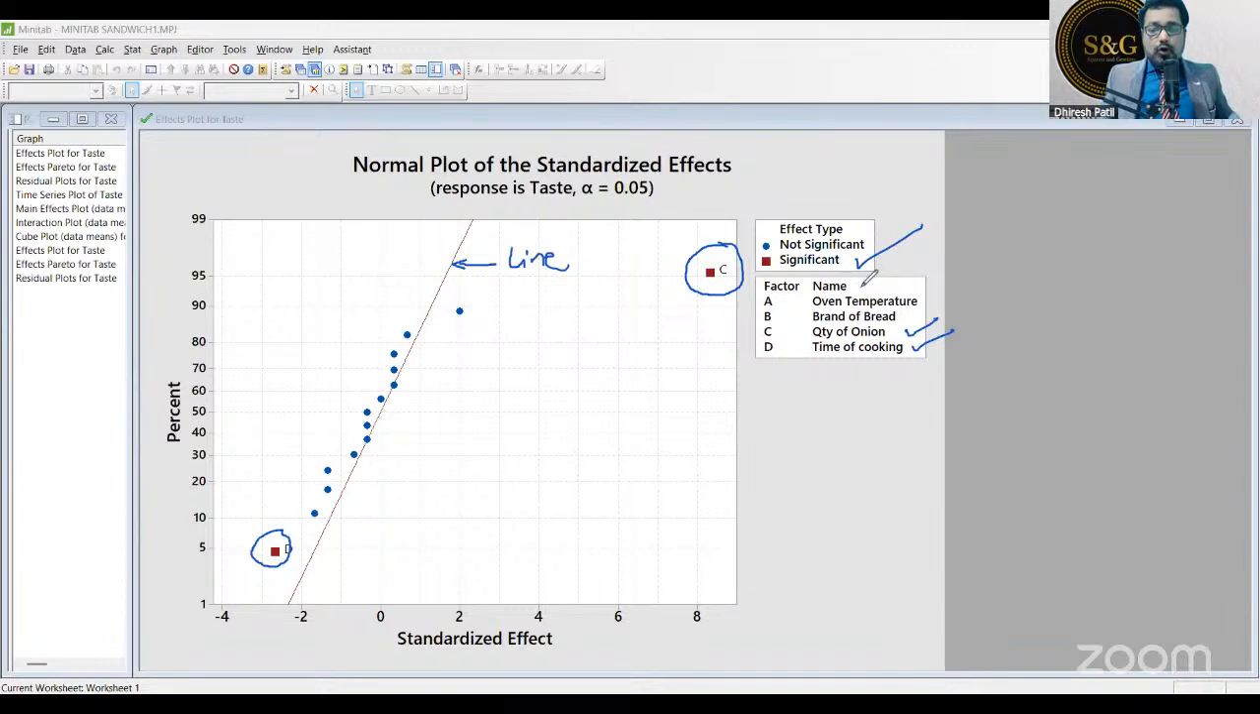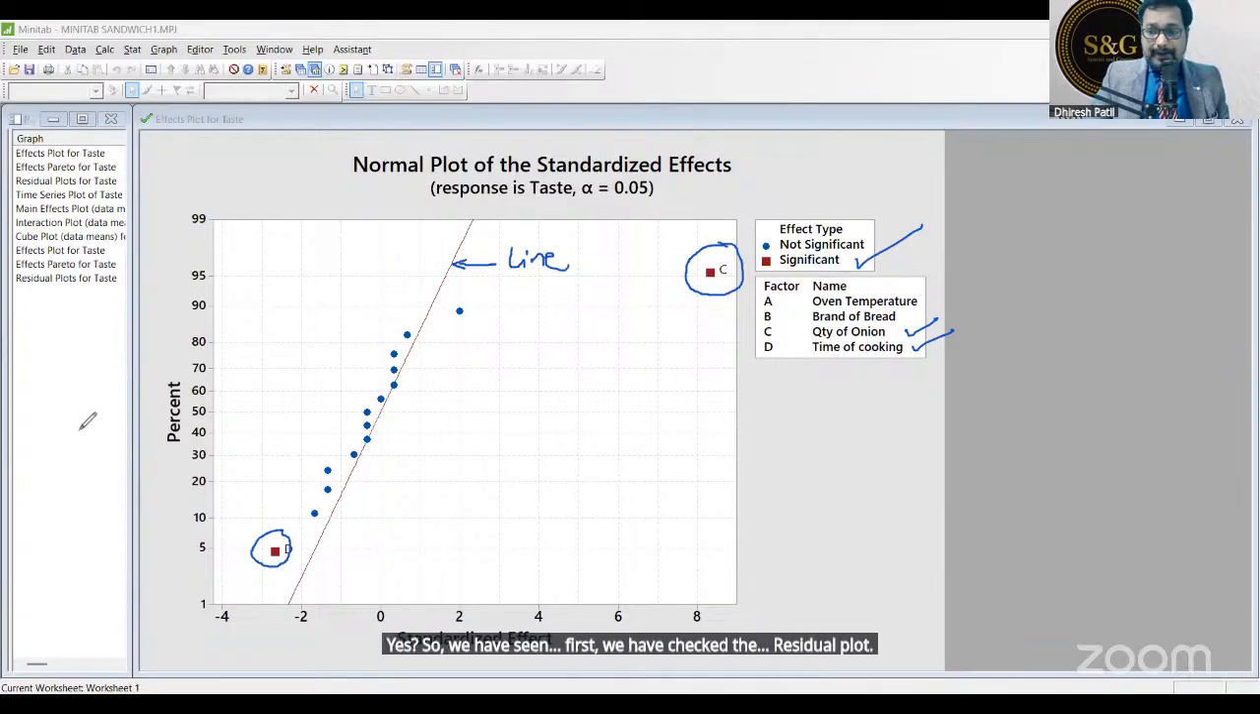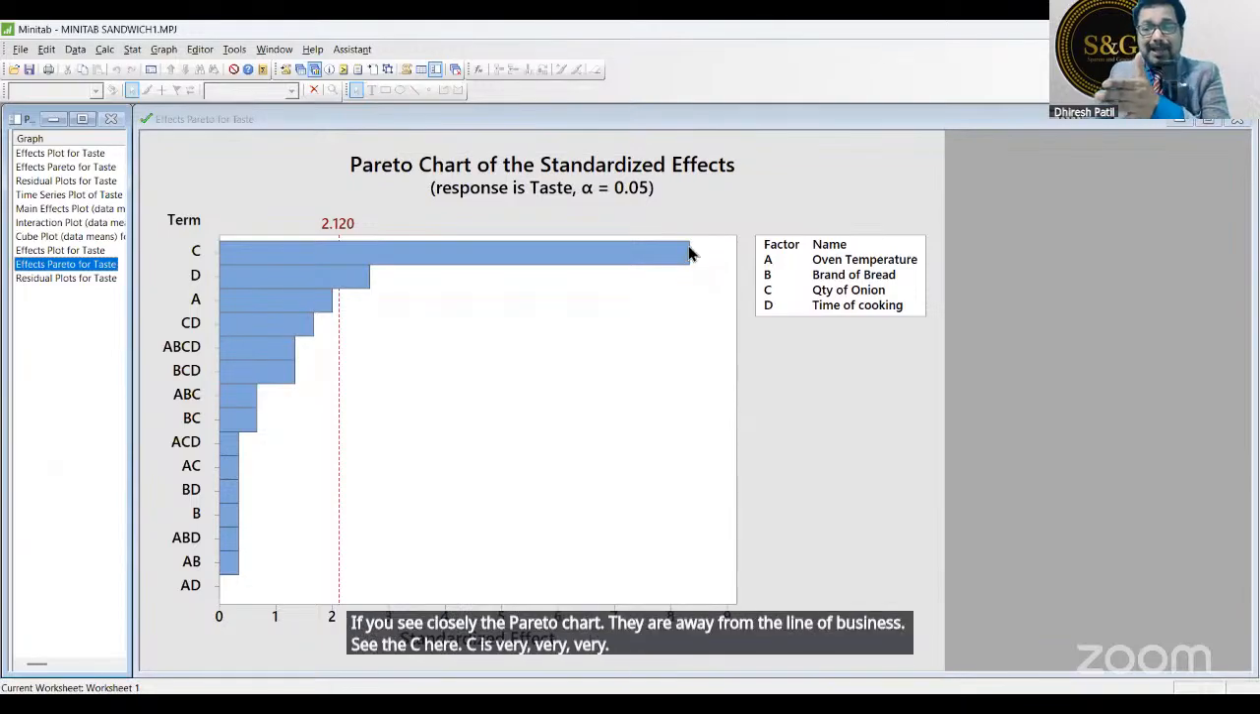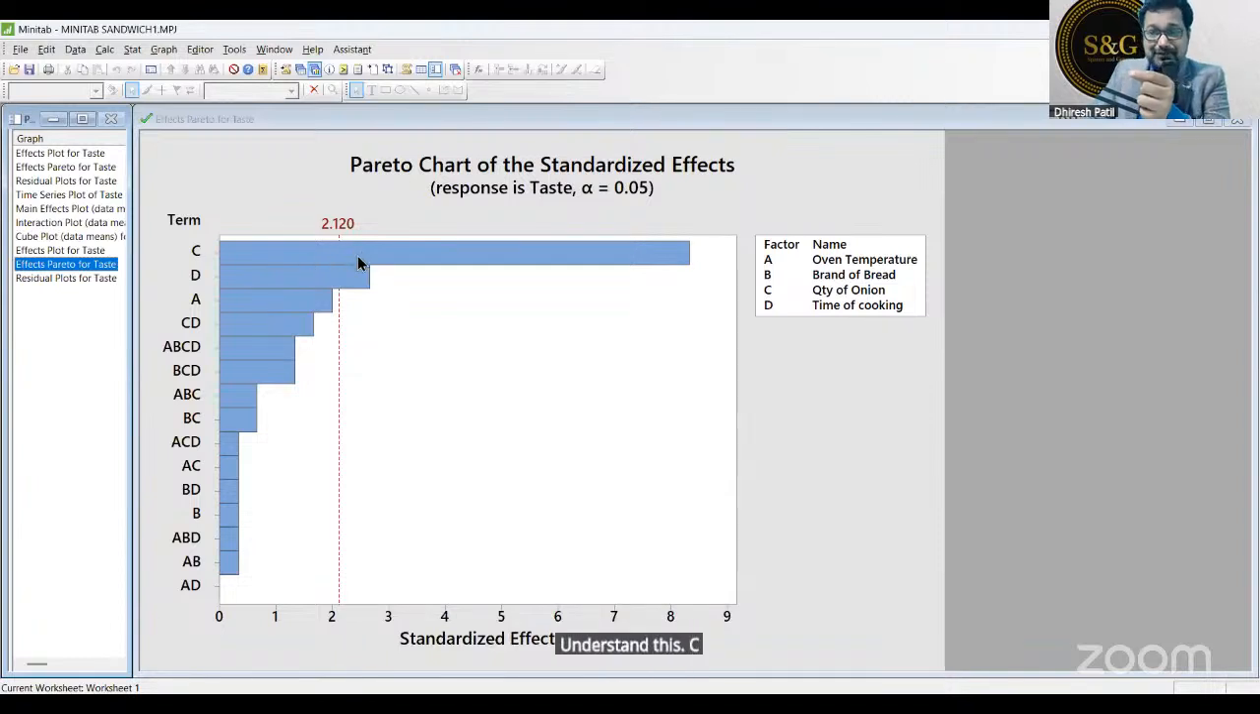Yes. So we have seen, first we have checked the residual plot. They are not close to the line of best fit. They are significantly impacting. If you see closely at the Pareto chart, they are away from the line of best fit. See the C here. C is very, very far away from the line of best fit. Understand this? C is away from the line of best fit.